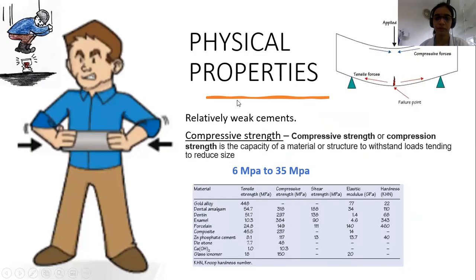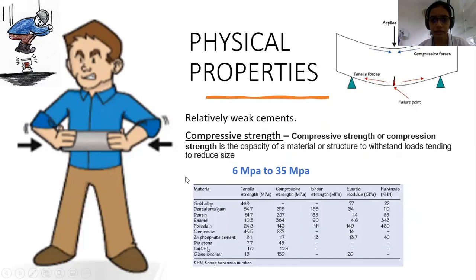Coming to the physical properties, zinc oxide eugenol is a relatively weak cement. The compressive strength is the capacity of a material or a structure to withstand loads tending to reduce its size. The compressive strength of zinc oxide eugenol is 6 megapascals to 35 megapascals.